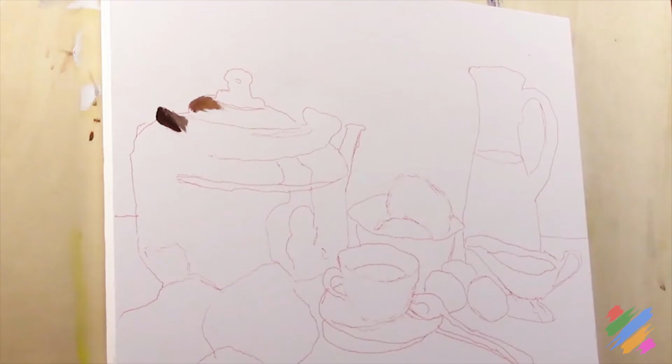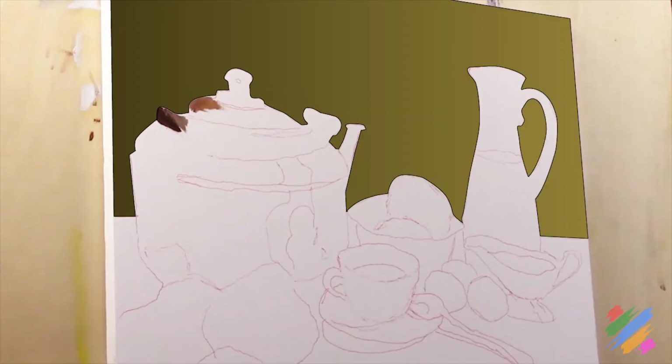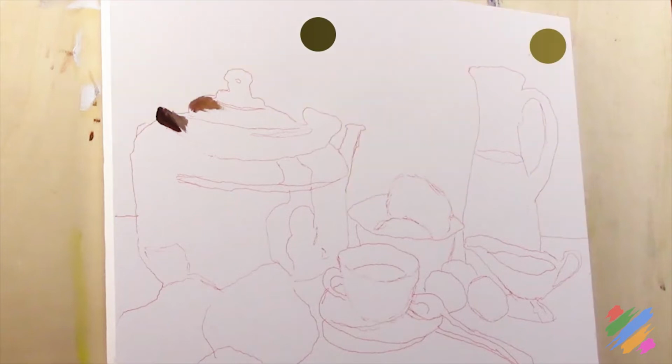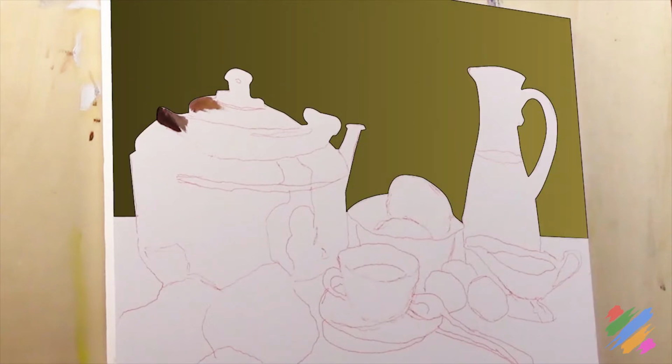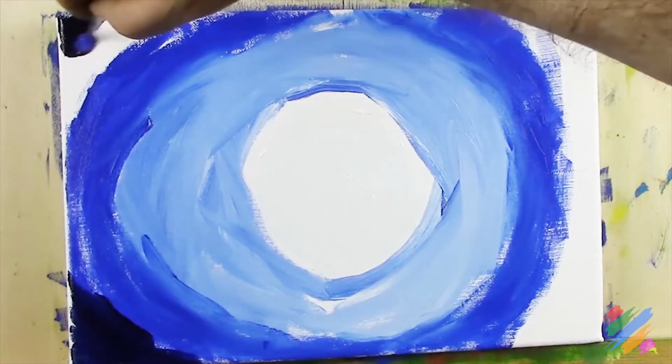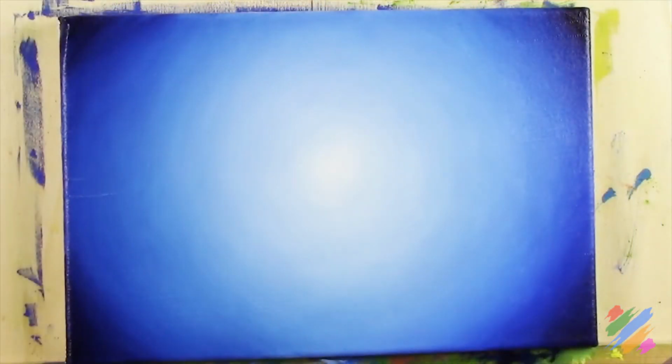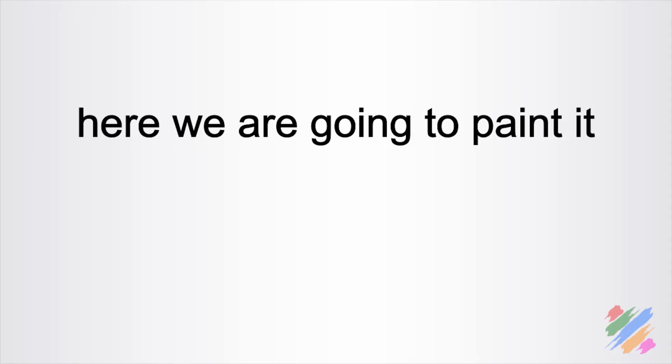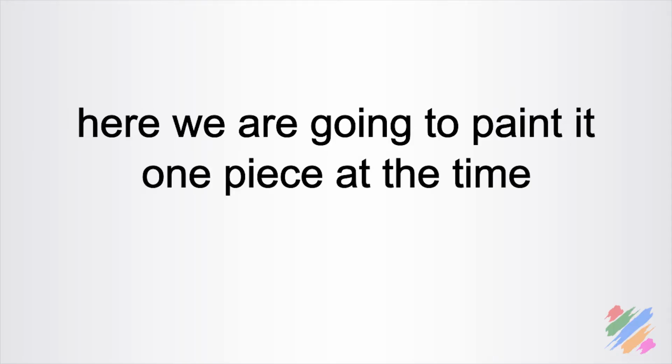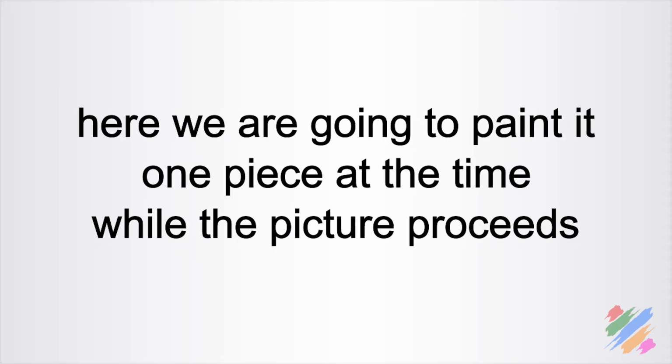As we had decided before, we're going to make a transition here between 2 tones of brown, one darker on the left and one lighter on the right. The best course of action to paint the background is to work it only in one time, as we did before in our exercises. But since we said that we're going to make some mistake, here we're going to paint it one piece at a time while the picture proceeds.